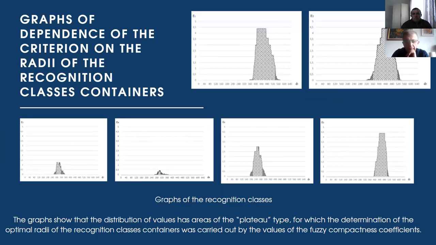Also, we may check graphs of the dependence of the criterion on the radii of recognition classes. They show us that the distribution of values has a plateau type, for which the determination of the optimal radius of the recognition class containers was carried out not only by values of the criterion, but also with the fuzzy compactness coefficient.